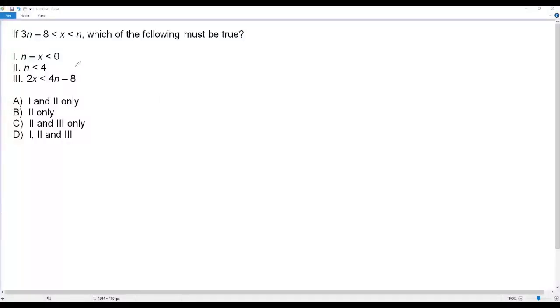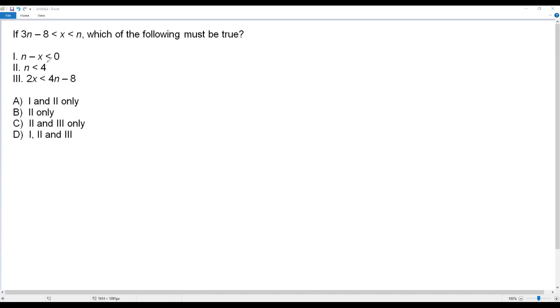Here we have a SAT math question. Okay, let's go with the information. If 3n − 8 < x < n, which of the following must be true? The first statement: n − x < 0. The second statement: n < 4. The third statement: 2x < 4n − 8. And we have to find which one is true.